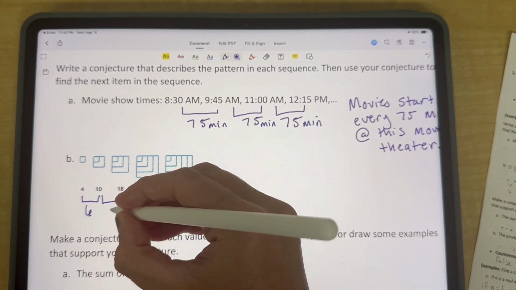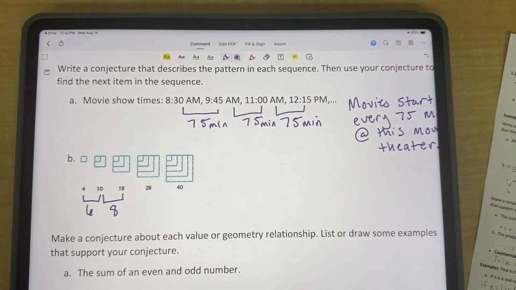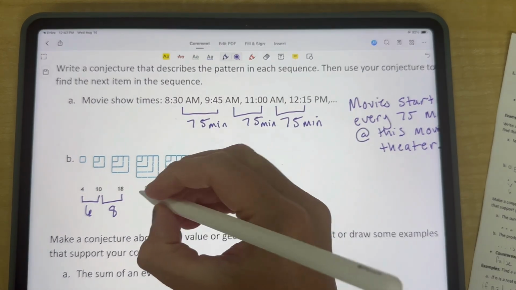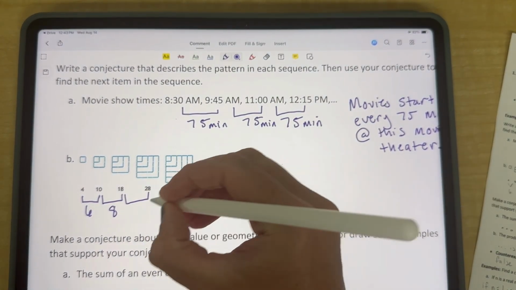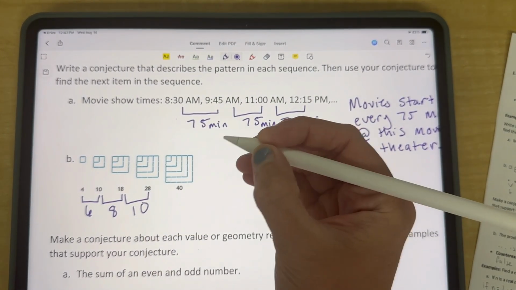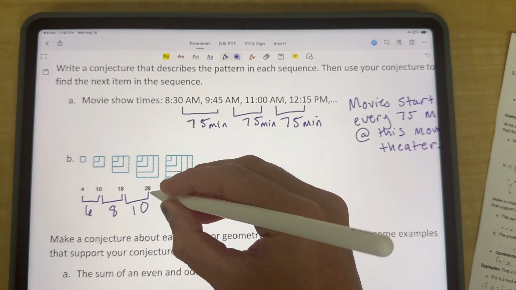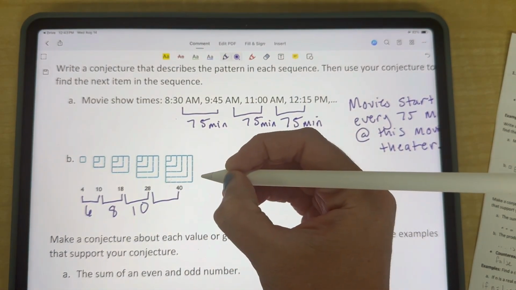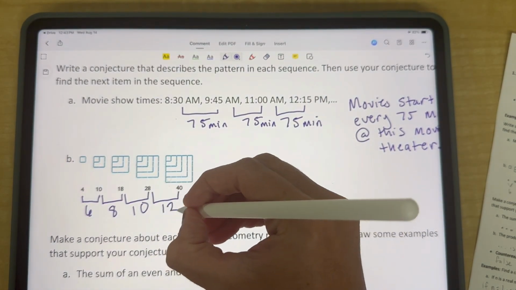to find the difference between them. So there's a difference of 8 between them. The word difference means subtract. So if I take the two numbers and subtract them, that's what's left over. How do you get from 18 to 28? You add 10. So 28 to 40, that would be 12.